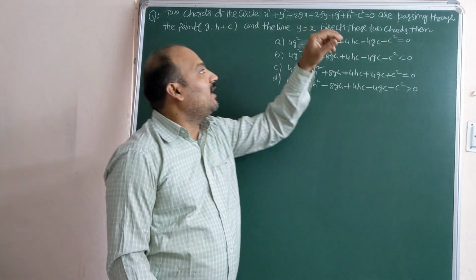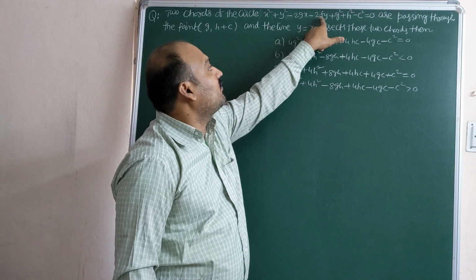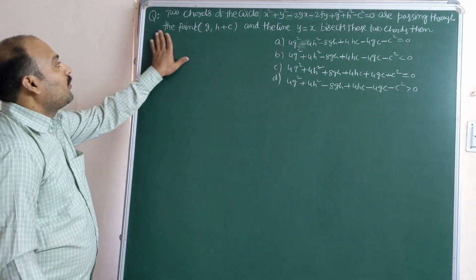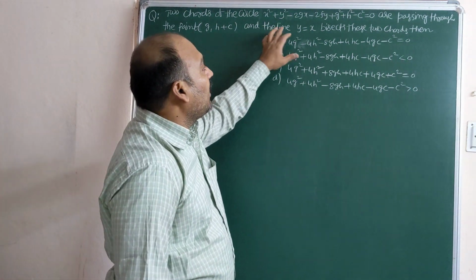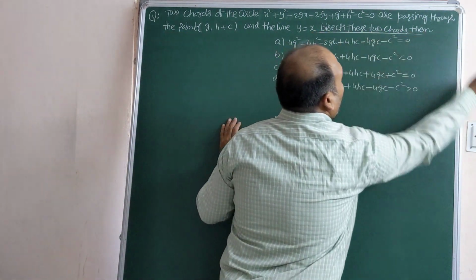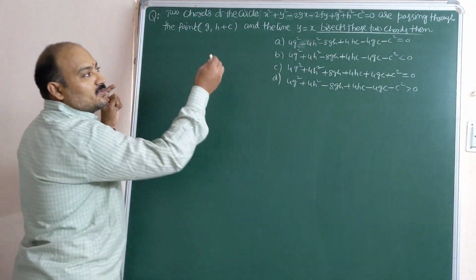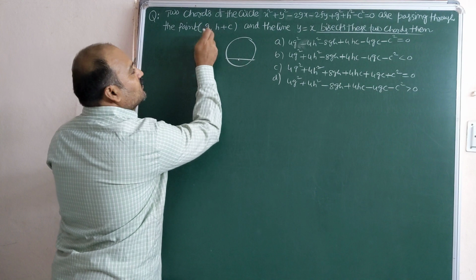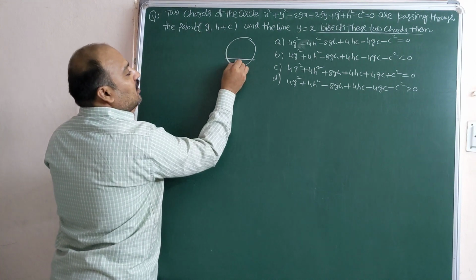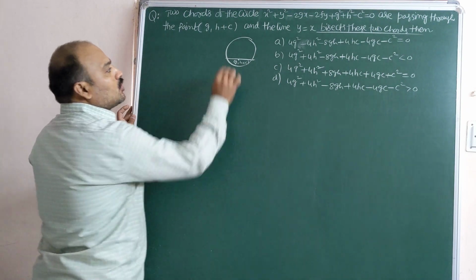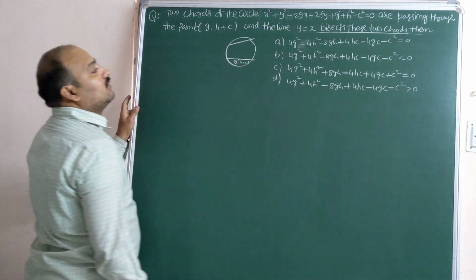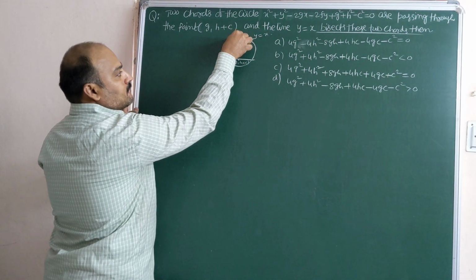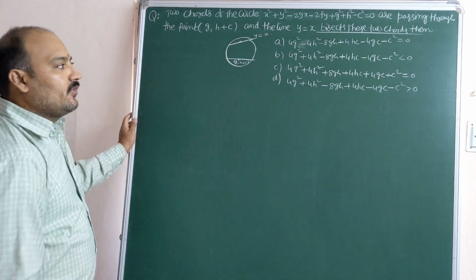Two chords of the circle x square plus y square minus 2gx minus 2fy plus g square plus f square minus c square equal to 0 are passing through the point (g, f plus c), and the line y equal to x bisects the chords. Then, bisecting means midpoint. So the circle is like this. This is the midpoint of chord. This point is given, (g, f plus c). So two chords. Here also somewhere another chord is there. That is y is equal to x. So this is also the midpoint of chords. Somewhere else we can take it.